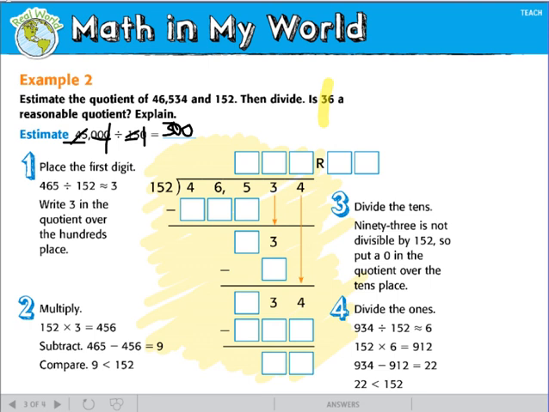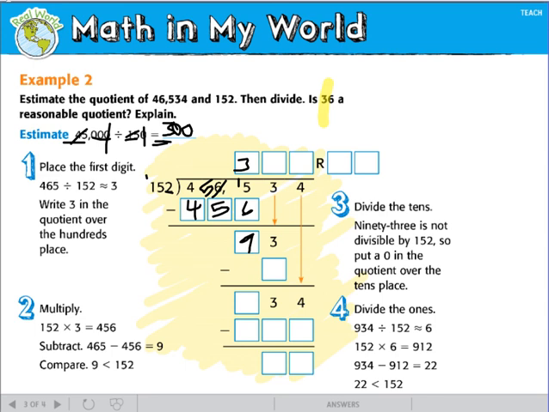Now I'm going to solve for 46,534 divided by 152. And we're going to do the same thing. 152 cannot go into 4, cannot go into 46, so we're looking at 465. I'm only going to look at 15 and 46. 15 goes into 46 about 3 times according to my estimate up here. So I put a 3 up there. That's 6. It's 15. That's 4. Looks reasonable. 5, 15. That's 93.